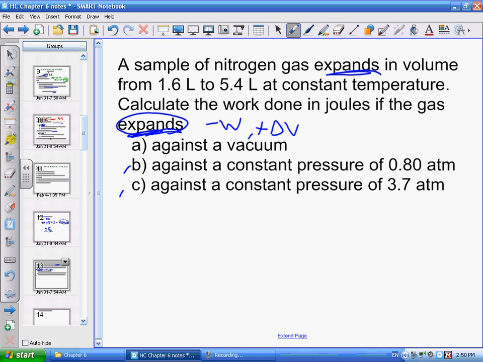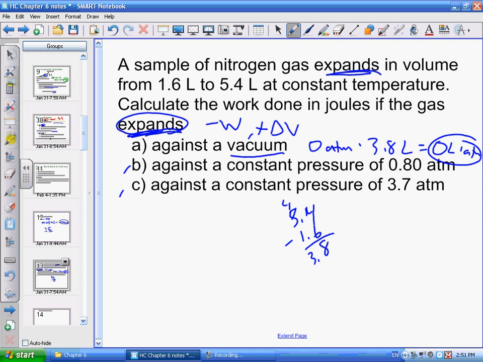So if I'm going to expand a gas against a vacuum, it doesn't give me any numbers to solve this, but if I have a vacuum, it means I have nothing inside there. If I have nothing inside the vacuum, then I cannot be having any type of pressure whatsoever. So if I have 0 atmospheres of pressure times, I'm just calculating delta V here, 5.4 minus 1.6, I have 3.8. 0 times 3.8 liters gives me 0 liter atmospheres. So work done against a vacuum is 0. It's not doing any work at all.